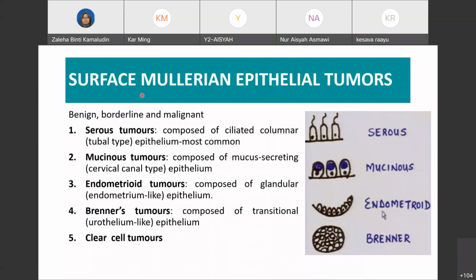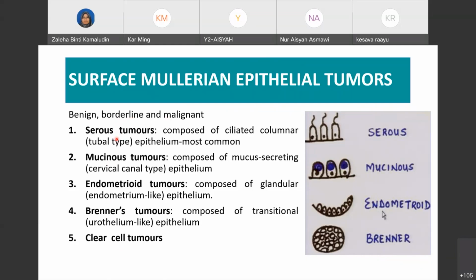Okay, so let's look a little bit in detail about surface epithelial tumor, also known as surface Mullerian epithelial tumor. All right, so generally for this surface epithelial tumor, they are classified based on its differentiation or its histomorphology, either it is serous, mucinous, endometrioid, Brenner, and clear cells. And at the same time, these tumors are also classified into either benign, borderline, and malignant.